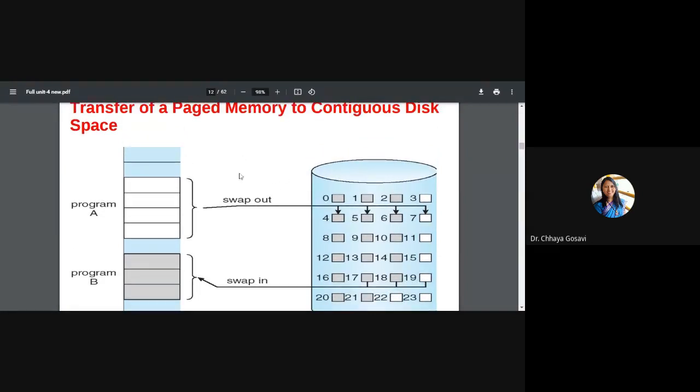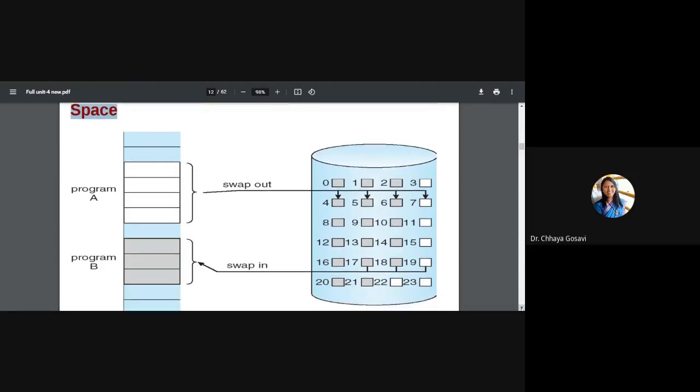See here, in case of contiguous disk space, transfer of a process's memory to contiguous disk space. This is program A. It has 4 pages. So this complete program is swapped out into the backing store and stored contiguously on disk space. Disk space is the backing store disk. And this program B is swapped in. All these 4 pages are swapped in and loaded into main memory.